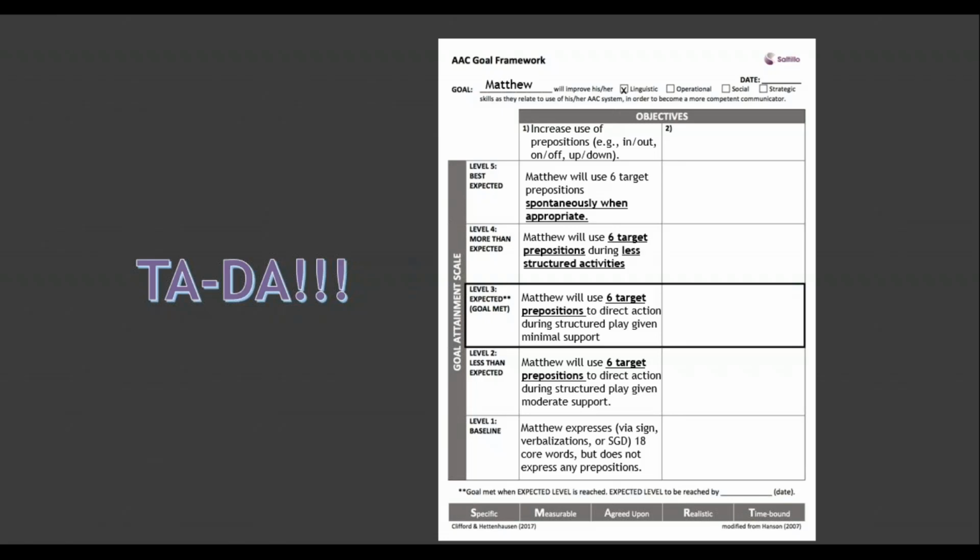If you're feeling overwhelmed at all, the areas that you really need to do are the objective, the baseline, and the level 3. And once you have those, you'll be able to fill in the other 3 levels by adding or changing things like the level of support, the number of opportunities or trials, the number of communication partners, or the number of environments. You could change things like percentage or frequency or duration, things like that. So there's lots of options.